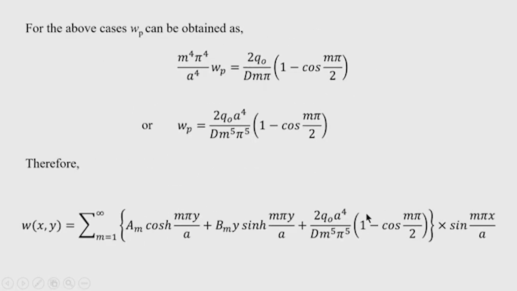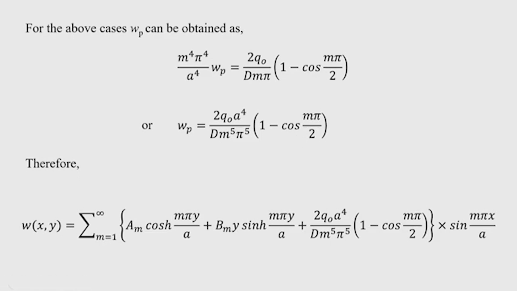So, after carrying out this integral, we can find a particular integral in this term: 2 q naught a to the power 4 will come here, and here it will be m to the power 5 pi to the power 5 and D will be there, and the term inside the first bracket will be 1 minus cos m pi by 2. Depending on the different values of m, this will be evaluated.